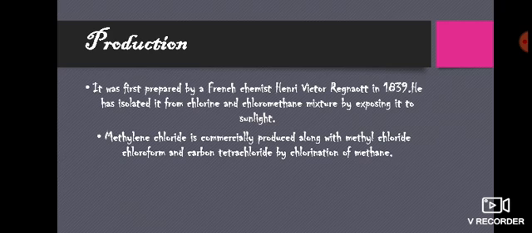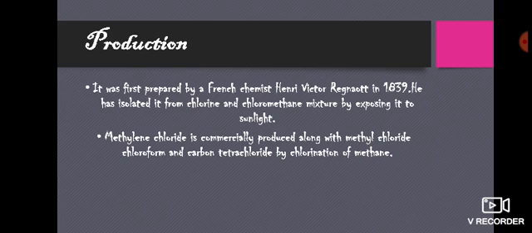So, if you talk about commercial production, methylene chloride is commercially produced along with methyl chloride, chloroform, carbon tetrachloride by the chlorination of methane. So, there's a method of chlorination. Chlorination of methane is done in the presence of UV rays or sunlight. But it has these byproducts, the chloroform, carbon tetrachloride. So we don't usually use this method to produce methylene chloride.